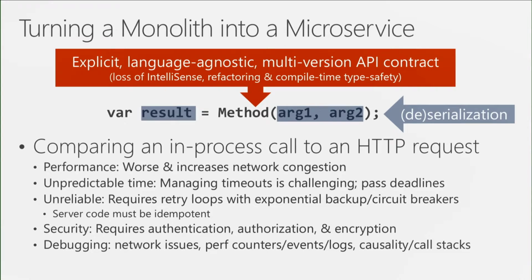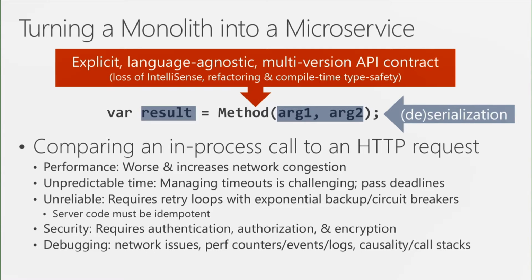And if only that were it, but the story gets substantially worse. Okay? So let's just do a quick comparison of making an in-process call to a method as opposed to making an HTTP request or some network request going across a wire. So I've already mentioned several times that the performance is going to be worse and it's going to increase network congestion. So if you're using the network for other things, now you have more traffic going across the network, so your network congestion will be increased by that. When you make network requests, they are unpredictable in time. So now your latency has gone up as well.